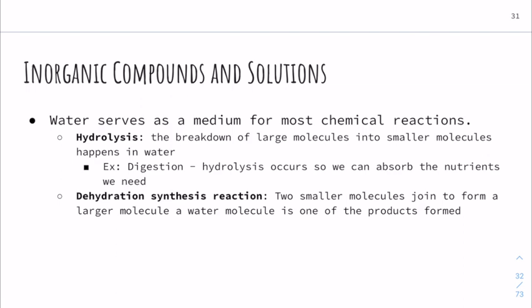We also have dehydration synthesis reaction, where two smaller molecules join to form a larger molecule. A water molecule is one of the products that are formed. So if we see dehydration synthesis reaction, we are talking about water being one of the end products.